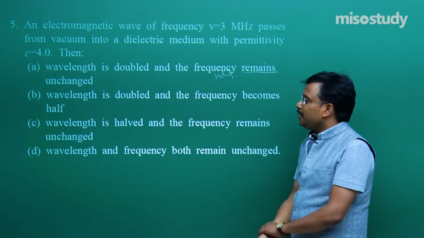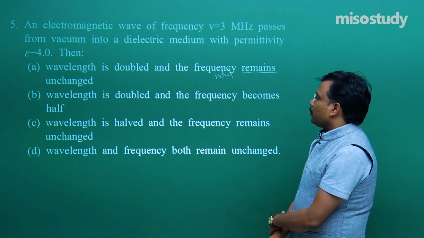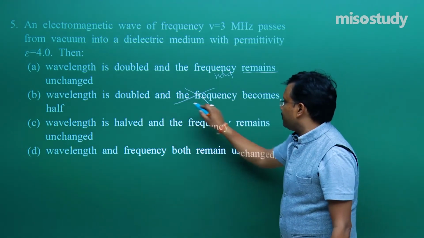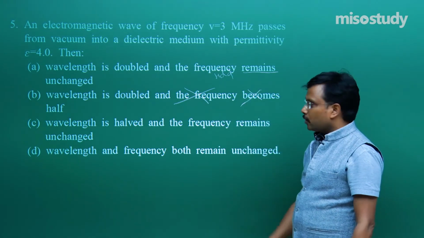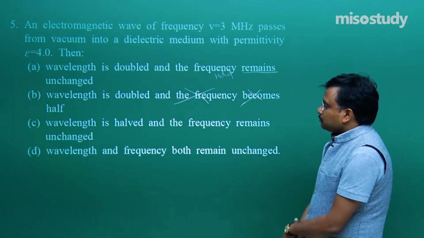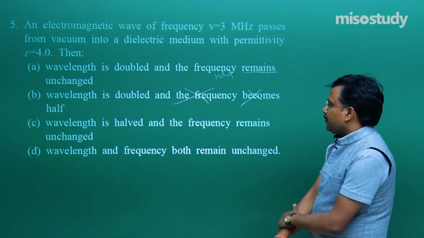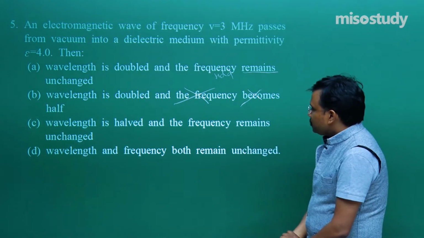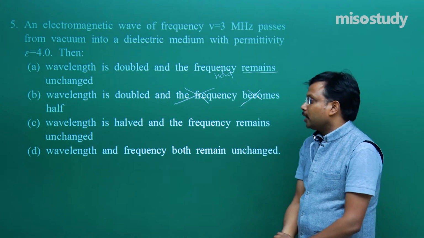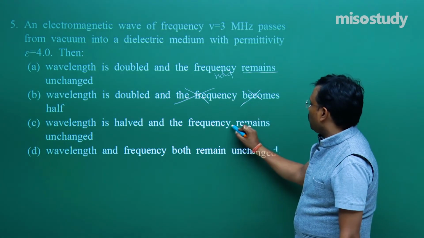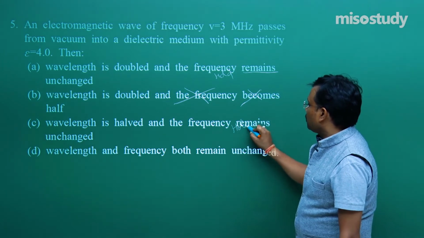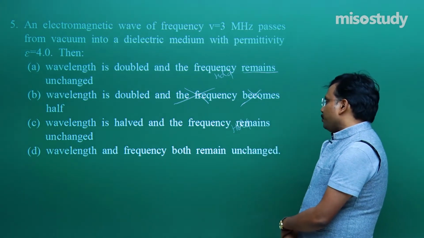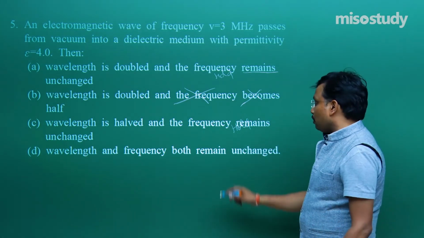Then comes B, wavelength is double and frequency becomes half. You know frequency will not change, so outrightly reject it. Okay. Now come on to C, wavelength is halved and frequency remains unchanged. Okay. Frequency remains unchanged, so there is a possibility. Let's hold on for this particular option. Then D, wavelength and frequency both remain unchanged. It is also not possible.